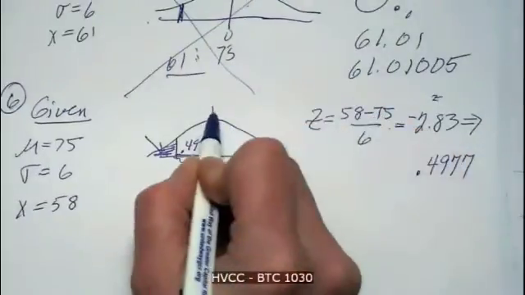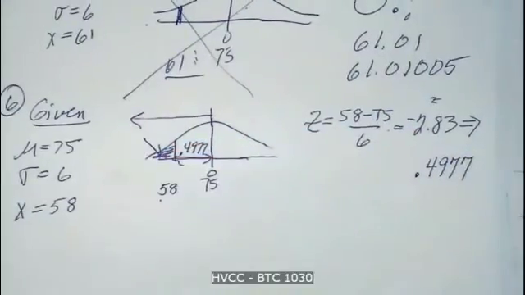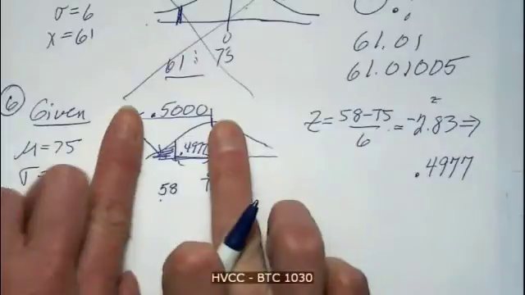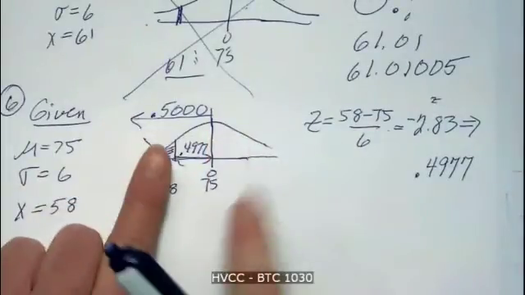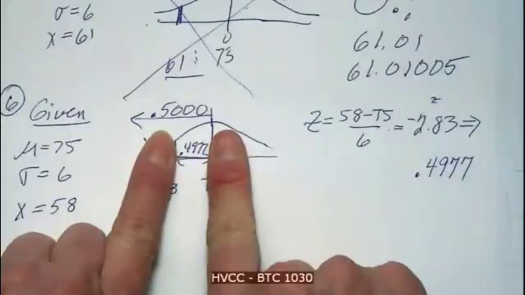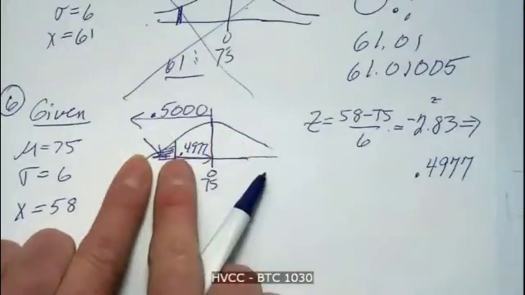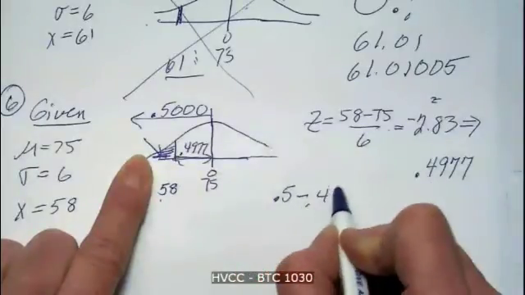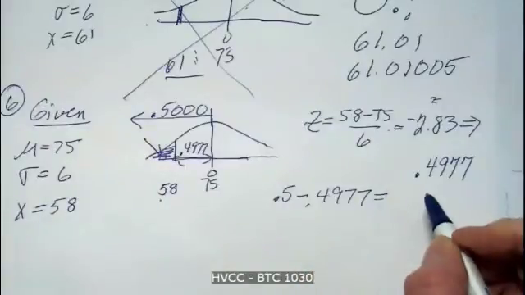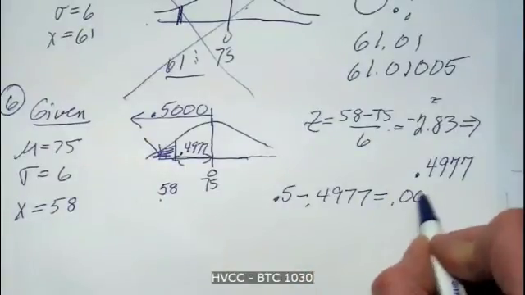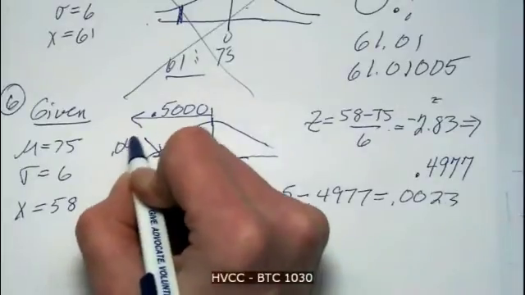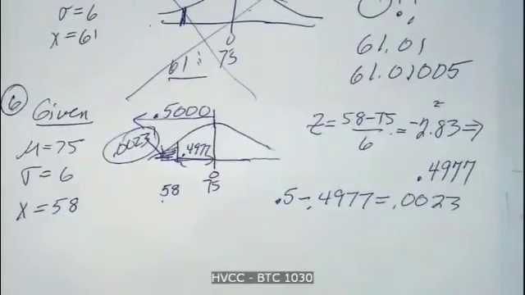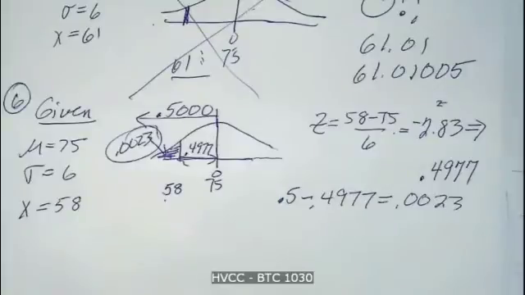Well, I know half the curve is what? By this time you should be screaming out 0.50. Well, if half the curve is 0.50, this area is 0.4977. To find that area, I subtract 0.50 minus 0.4977, and I get 0.0023. So this is your answer. I'll give you a minute to think about that.